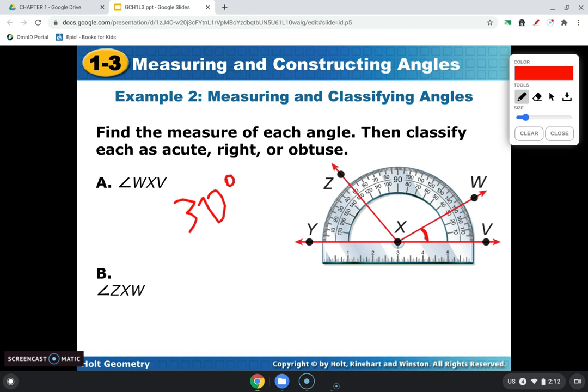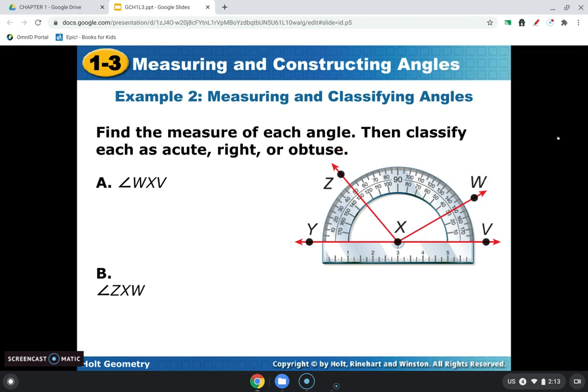Let's try ZXW. That's this guy right here. So what do we got here? That's 30 there. And that's 130 there. So 30 to 130 is 100 degrees. And then that would be an obtuse angle. All right, so that's how you use a protractor to measure those angles.